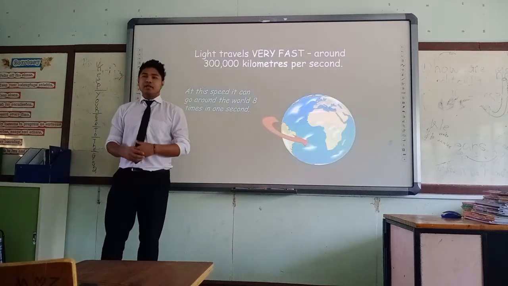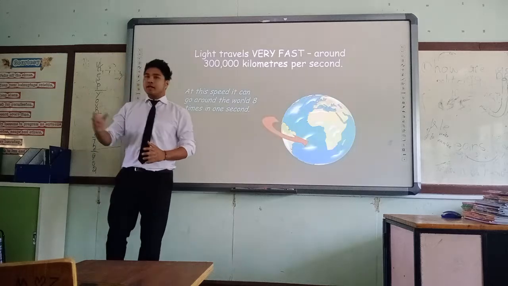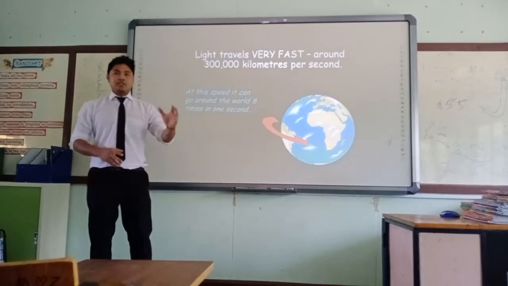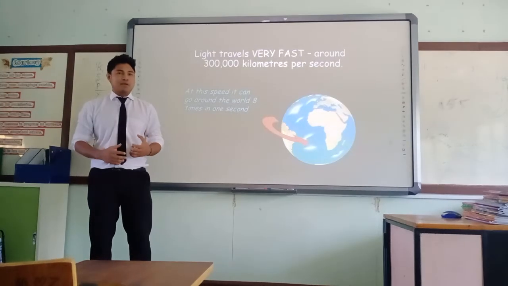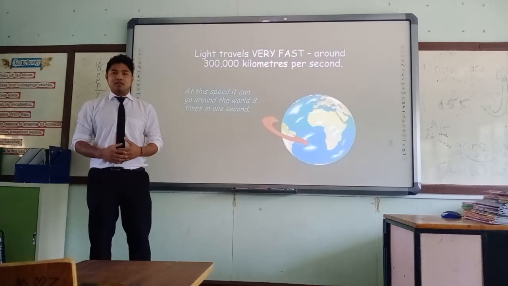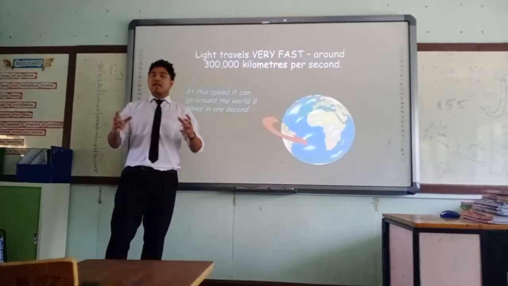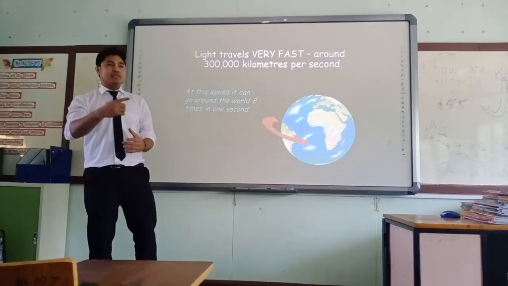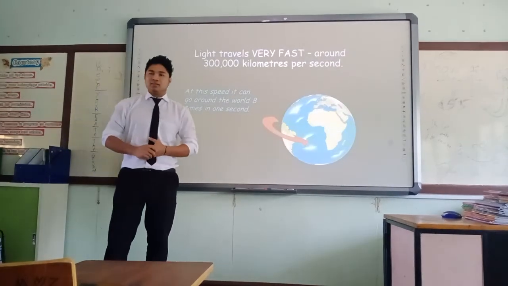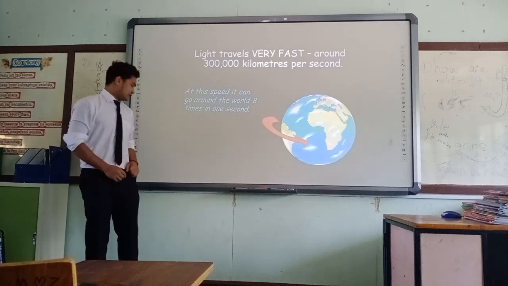Another property of light is that it travels very fast. It travels around 300,000 kilometers per second. At this speed, it can travel around the world 8 times in 1 second. Okay, 8 times in 1 second.